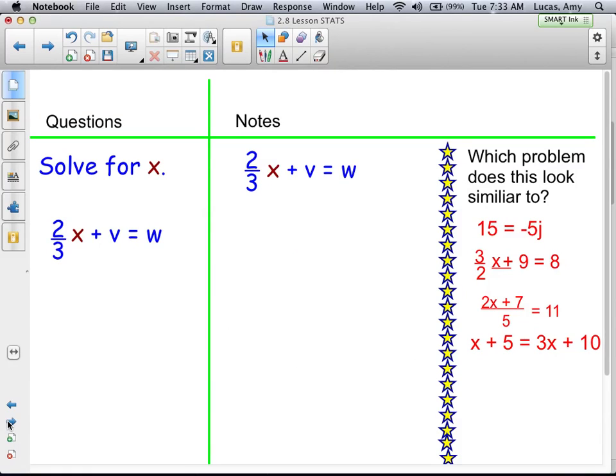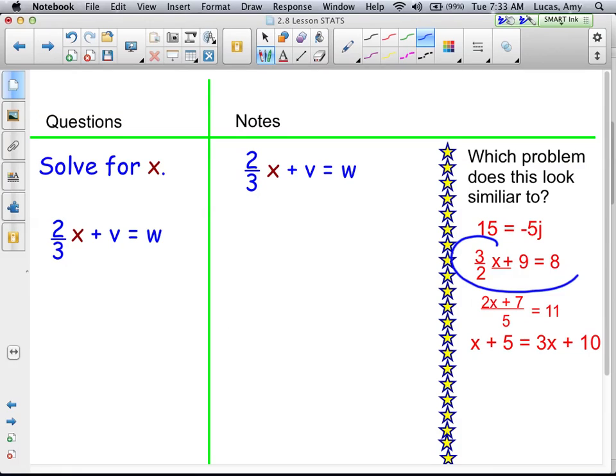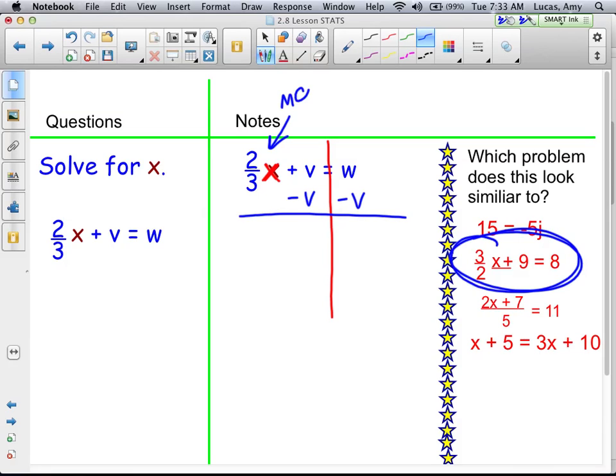Another problem. This one looks like the second one over here, where we had that fraction. So to get the x by itself, my married couple is 2/3 x, so I need to subtract away the v first. So that leaves me with 2/3 x equals w minus v. Not like terms again, so we can't do anything about those.